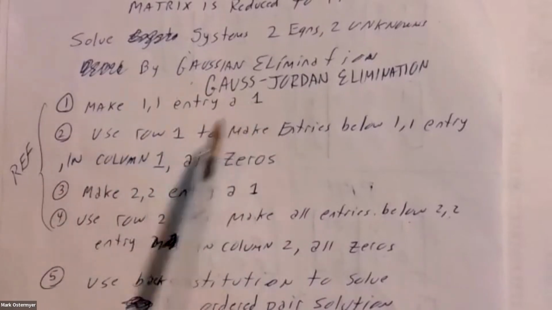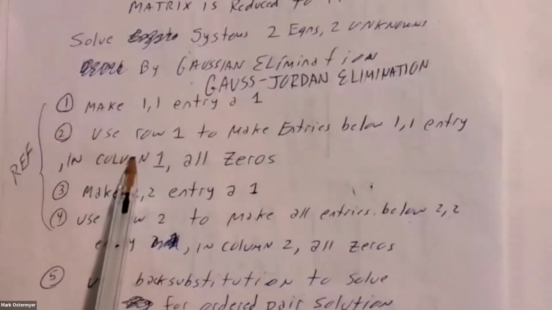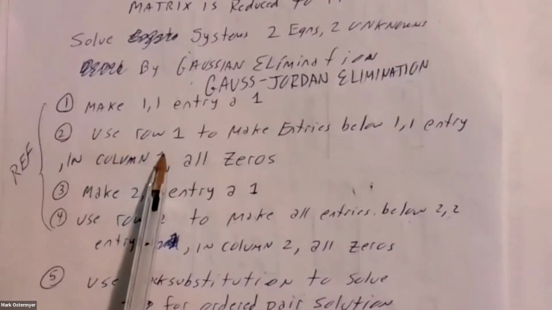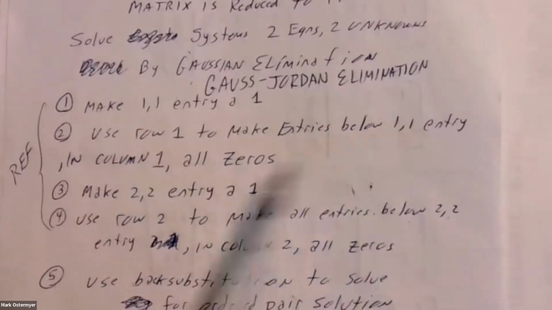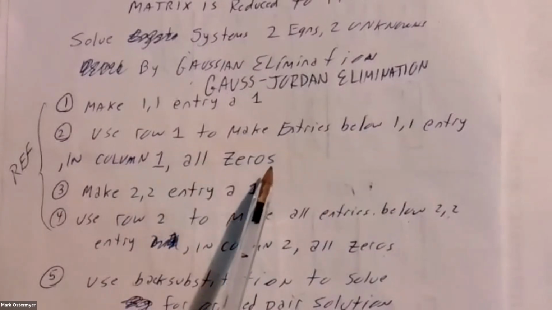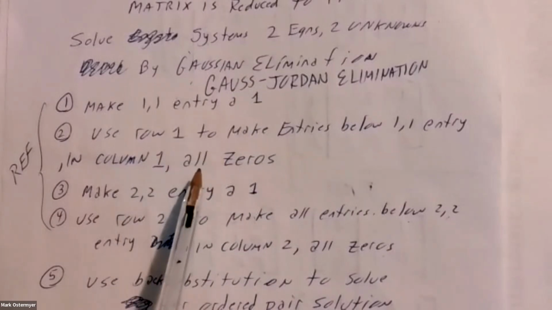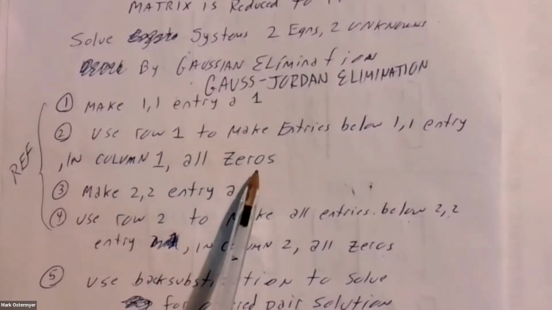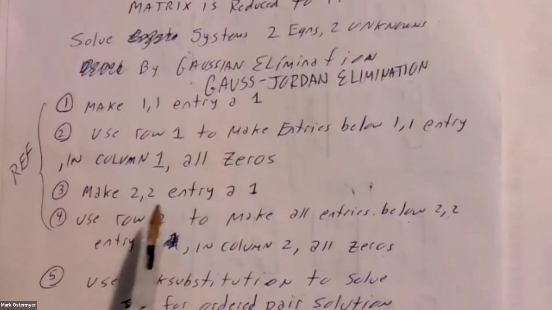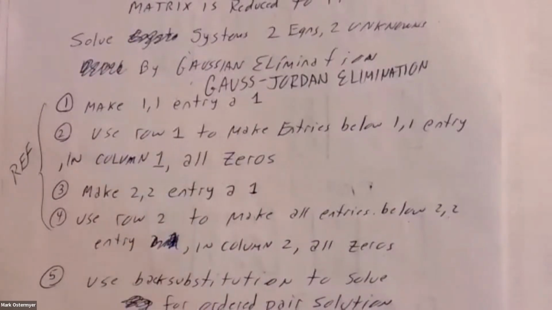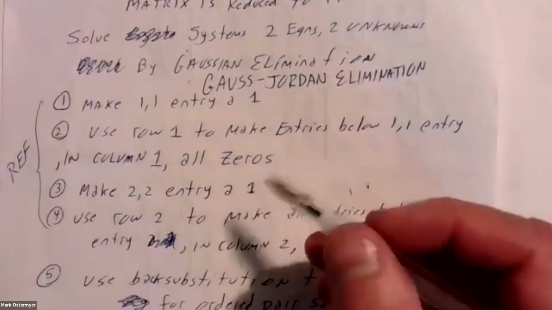Once your 1-1 entry is a 1, then you move to step 2. Step 2 says we have to then use row 1 to make all the entries below the 1-1 entry in column 1 become all zeros. I like to shorten this up and say we use row 1 to clear out the rest of column 1 below the main diagonal. All right. And you'll see how all these steps play out with examples. Right now, they may not mean too much to you, but you'll see how it all comes into focus.